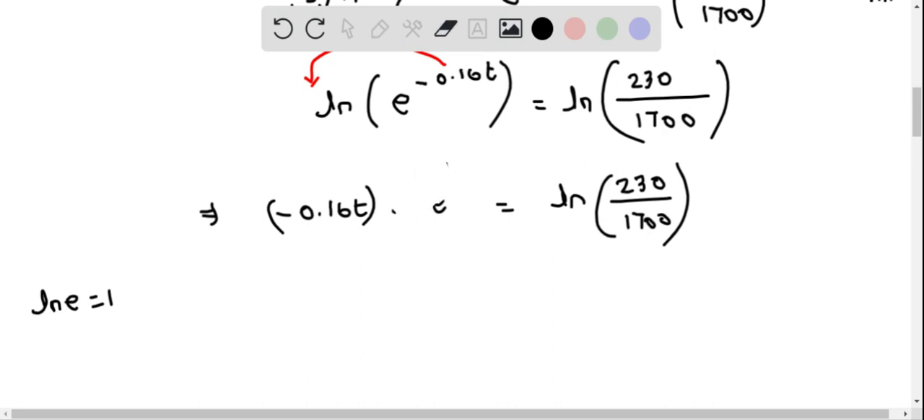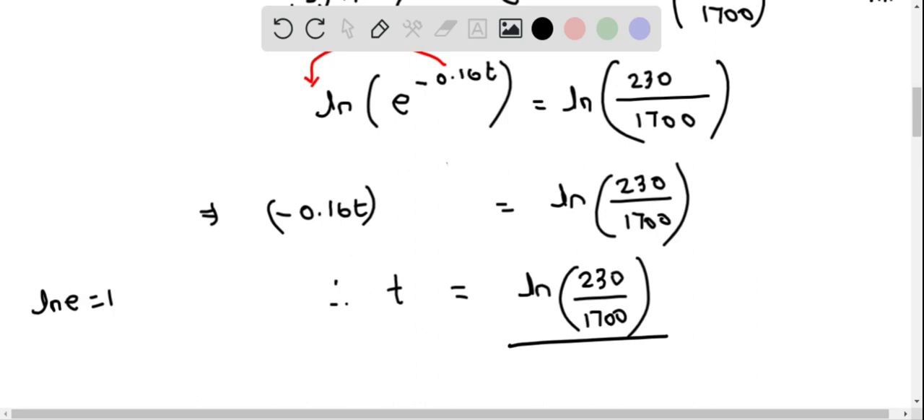I can just remove this. So we now have negative 0.16 t equals the quantity on the right side. To solve for t, we have to divide both sides by negative 0.16. So therefore t equals natural logarithm of 230 over 1700, divided by negative 0.16. And now we can plug this into the calculator. When we do that, we get t as approximately 12.50 years. And this is the answer for this question.